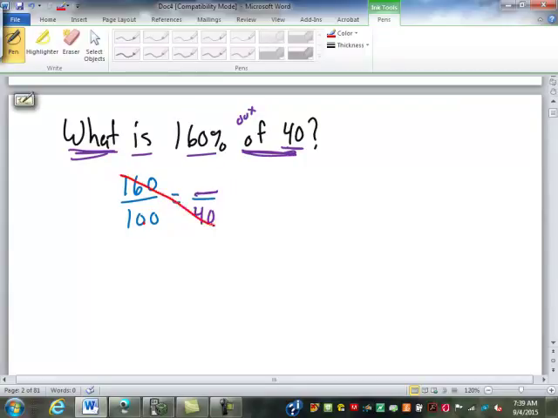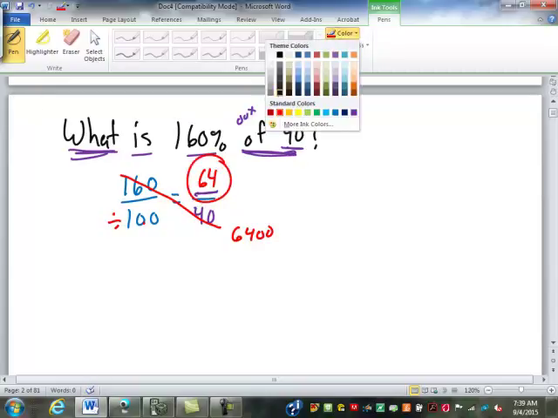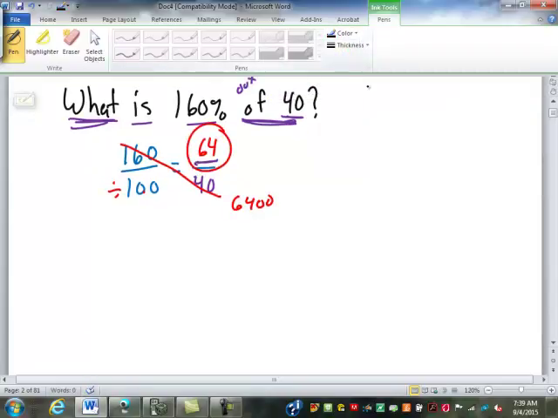So 160 times 40 is 6,400, divided by 100 is 64. So 64 is 160% of 40.